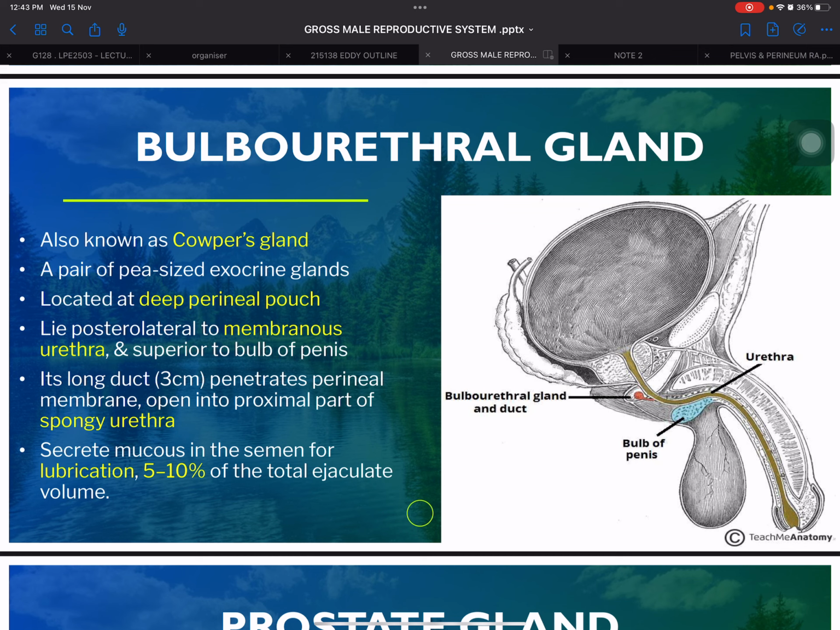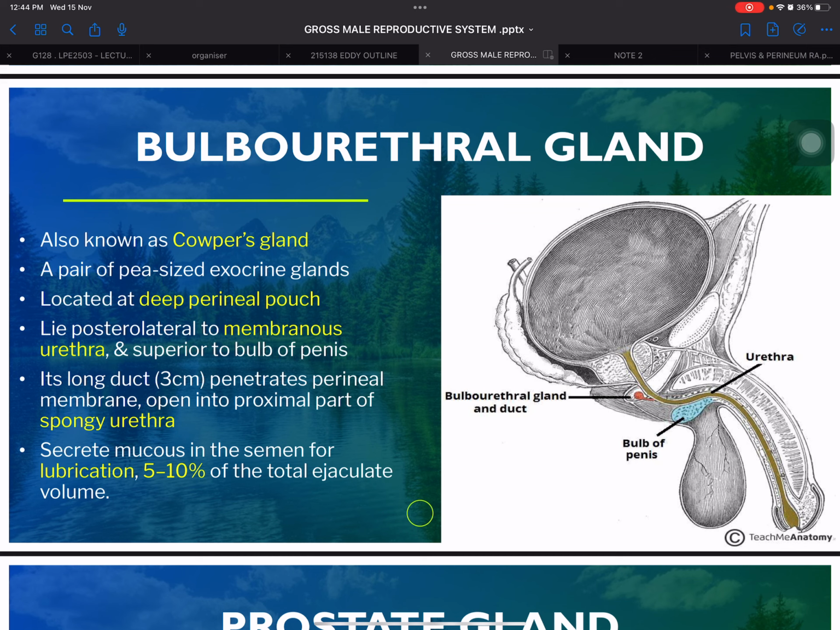So the duct of the bulbourethral gland is located at the superficial perineal pouch. The gland itself is located at the deep perineal pouch. Okay? So the secretion is about 5 to 10% of the total ejaculate volume. So it secretes mucus into the semen for lubrication.